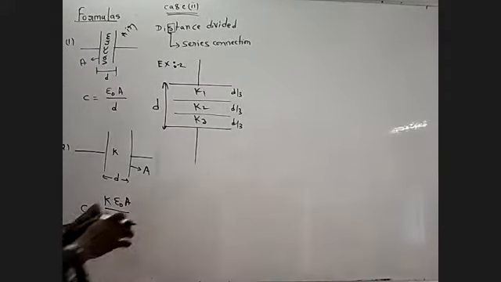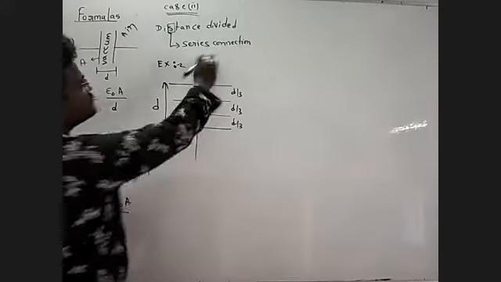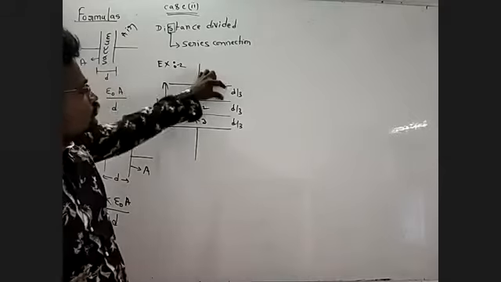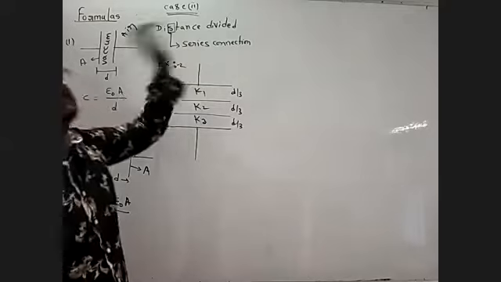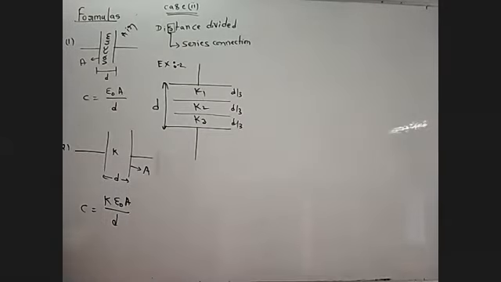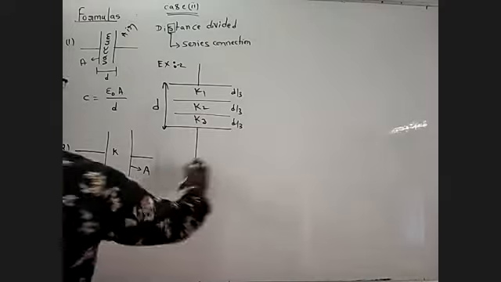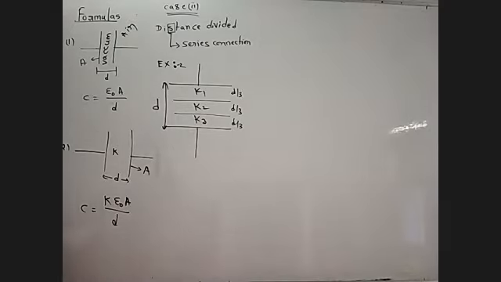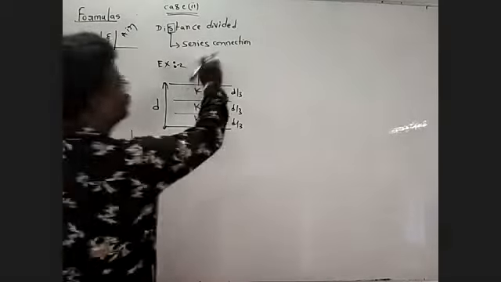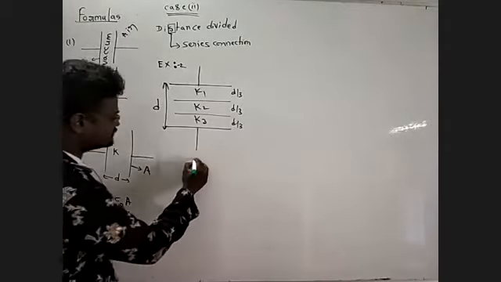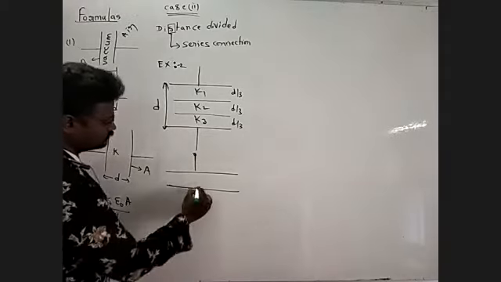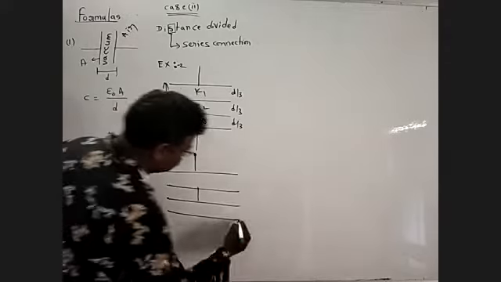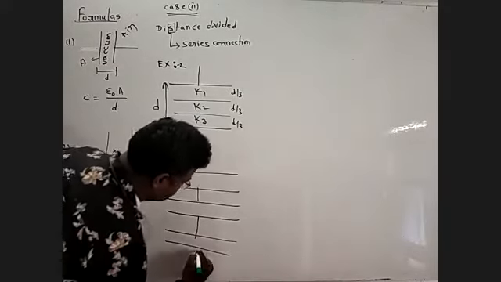So how many capacitors do we have here? This D can be divided into 3 parts, so 3 capacitors are connected in series connection. Keep in your mind. So how can we divide this one? This can be divided into 3 capacitors: this is the first capacitor, this is the second capacitor, this is the third capacitor.